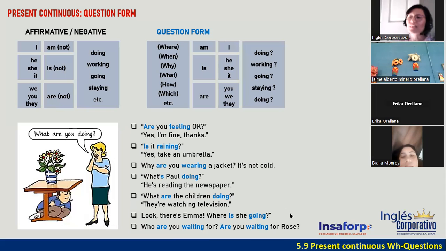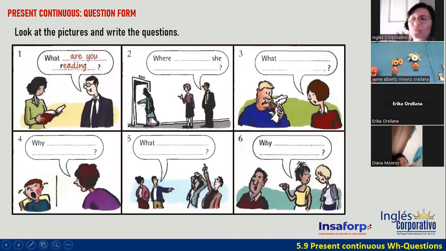So as you can see, the important elements are in blue. ¿Verdad? Verbo to be y verbo plus más ing están en azul. ¿Ya vieron? Are you feeling? Is it raining? Are you wearing? Is Paul doing? Are the children doing? Is she going? Are you waiting? Are you waiting for us? Etc. Entonces, esos son los elementos más importantes que vamos a tener. ¿De acuerdo? Vamos a ver.